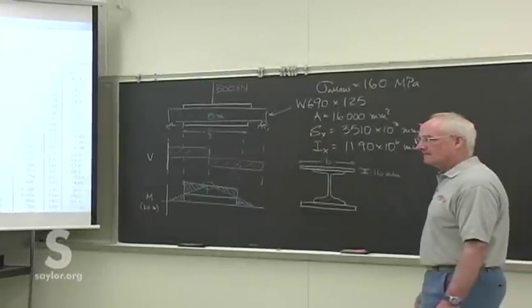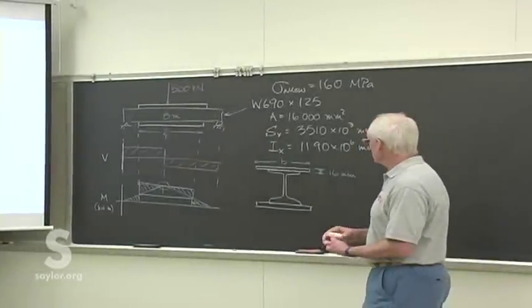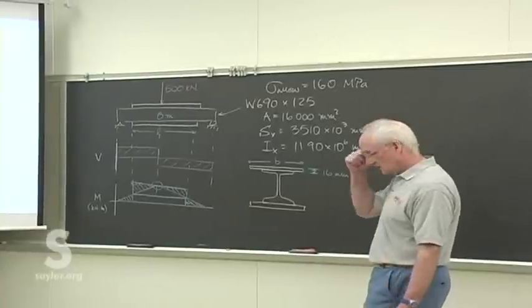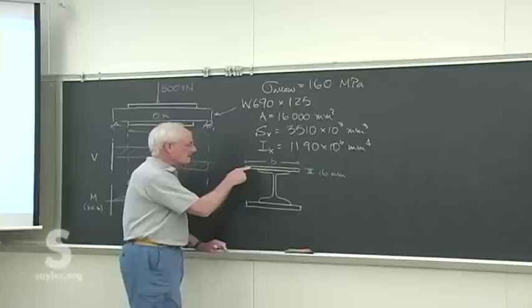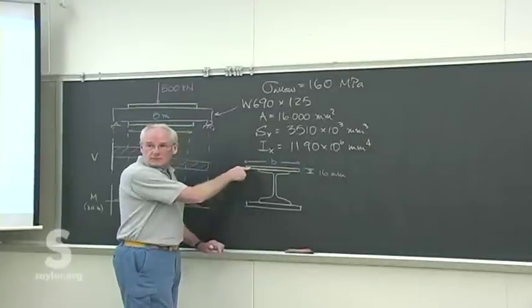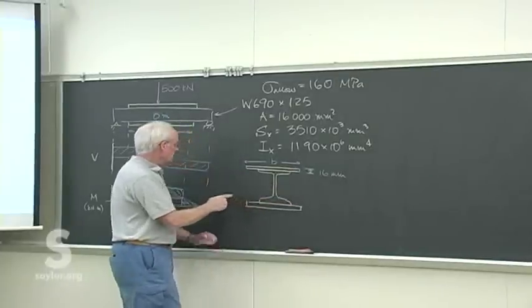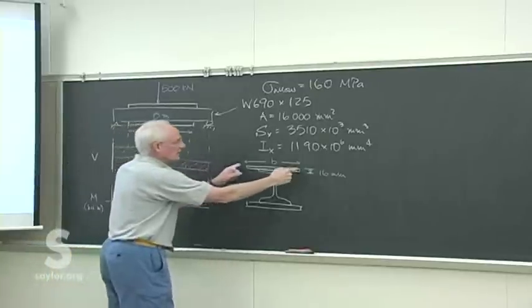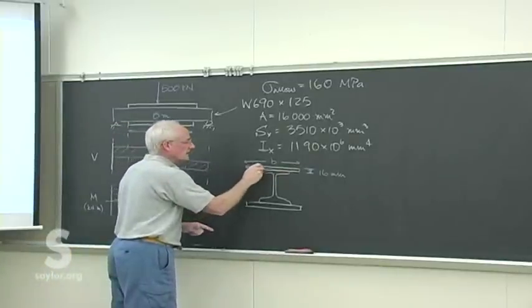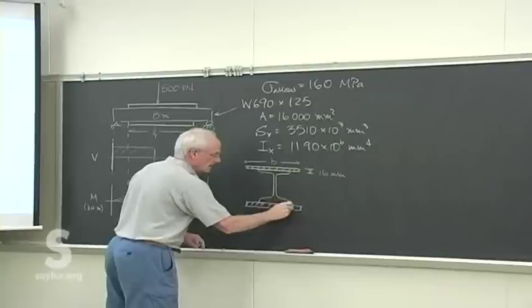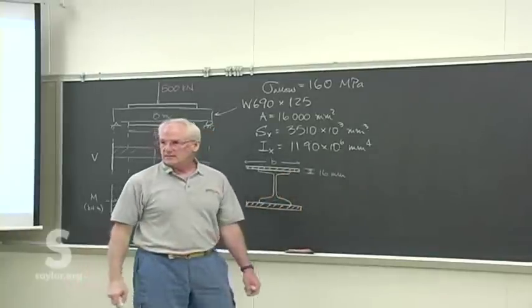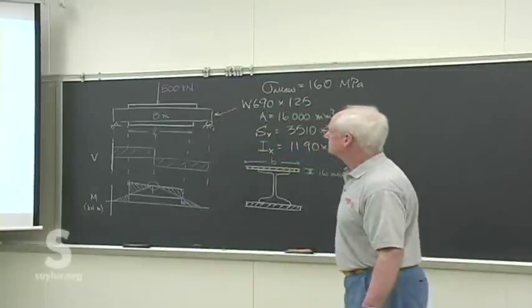Everybody see the picture? So when you do this, when you look at MC over I, you're going to have to recalculate a new moment of inertia for this center portion where we've added these plates, because we now have all of this added area with these extra 16 millimeter plates that we've welded on.